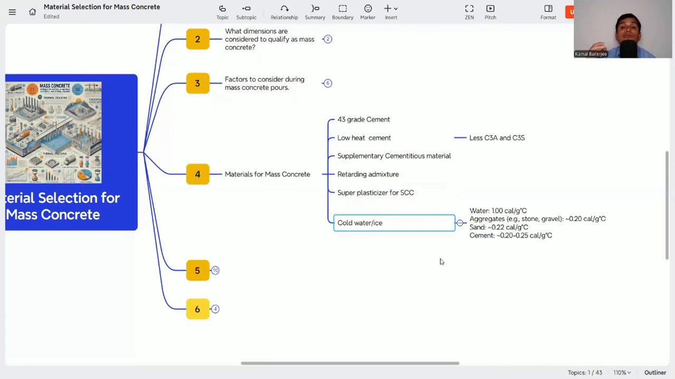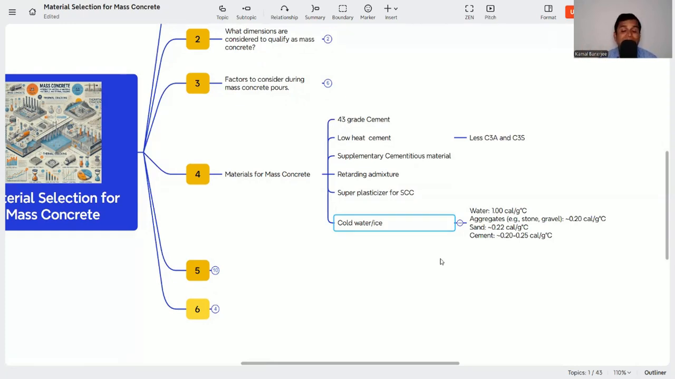So how can we do that? We can keep the aggregate and sand stockpile under shade, so direct sunlight will not be there and the temperature will be less. Or we can sprinkle water over the aggregates, and then we have to calculate the moisture correction during batching, so that the water-cement ratio will not increase. So that is how we can reduce the placing temperature.